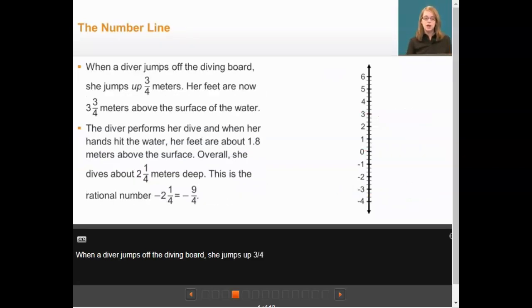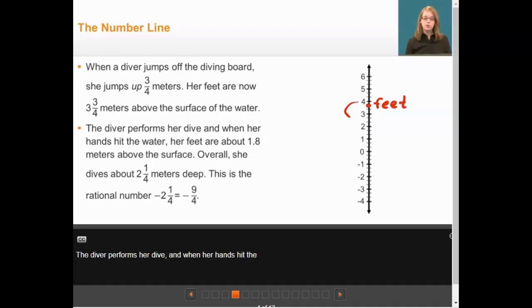When a diver jumps off the diving board, she jumps up 3/4 of a meter. Her feet are now 3 3/4 of a meter above the surface of the water. We can represent that between 3 and 4, but a little bit closer to 4.